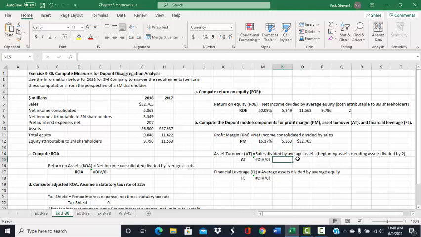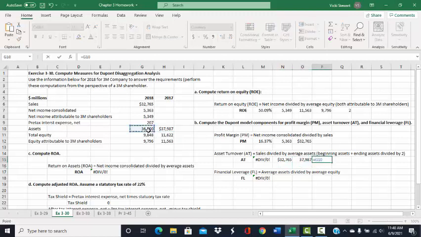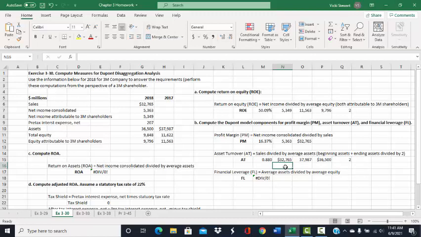The next component is the asset turnover. So the asset turnover tells us how efficiently we are generating sales based on the average assets. So in our numerator we would use sales, and in our denominator we are going to use our average assets. So we'll take our beginning assets and our ending assets and divide those by 2. And that tells us how well we are generating sales from our investment in assets. And then the next component is the financial leverage.